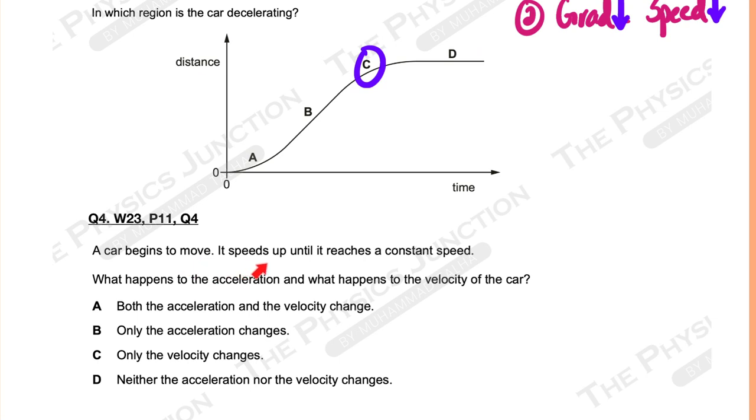A car begins to move, it speeds up until it reaches a constant speed. What happens to the acceleration and what happens to the velocity of the car? Again, this question is one which has been repeated a lot of times over the past some years of our papers. This is just the most recent occurrence. So if it speeds up, this means that it must be accelerating, so acceleration must be changing. So it has to be this or this, and it says that it speeds up until it reaches a constant speed, so velocity must also be changing. So it's A.